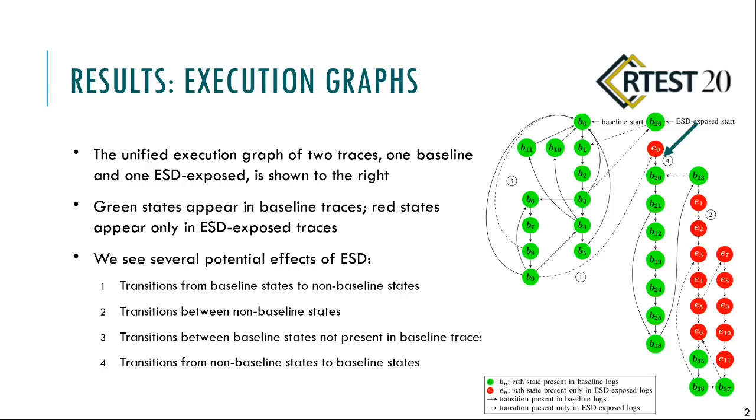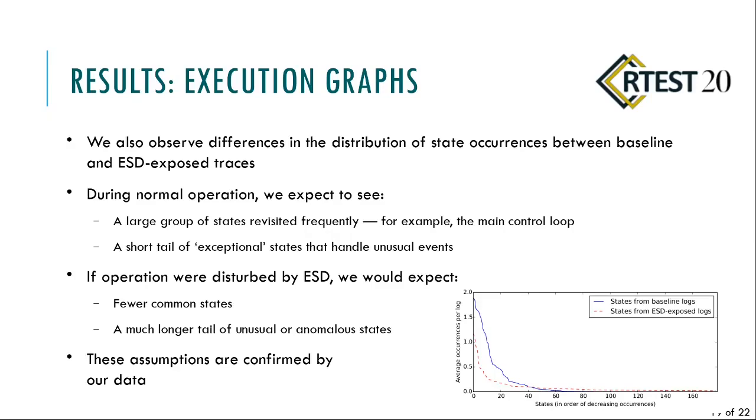And then finally, we observe transitions from non-baseline states to baseline states, so this may be, in particular, indicative of the system recovering itself. But nonetheless, these are all different examples of behavior that we see that might indicate ESD execution anomalies. We also observe differences in the distribution of state occurrences between baseline and ESD-exposed traces.